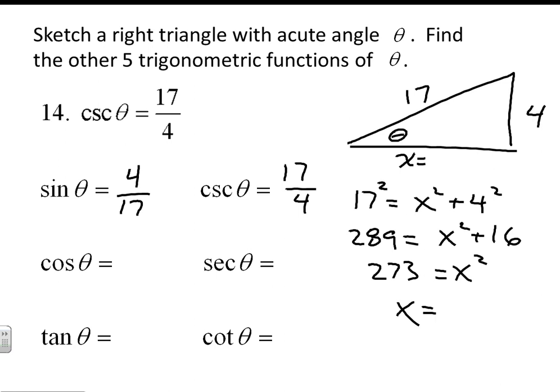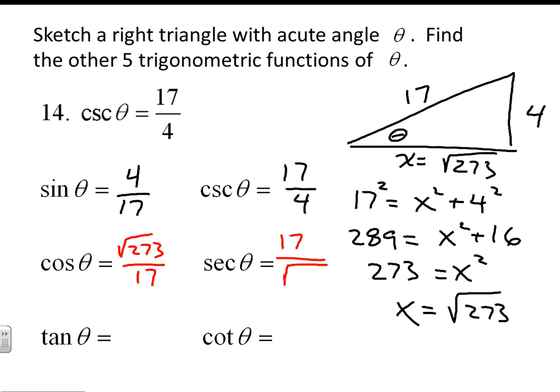X wants to be the positive version of this because it's a distance. Square root 273, I do not believe, breaks down for us. 9 doesn't divide it, 25 doesn't, 49 doesn't. Clearly even squares don't divide it. So that is x. So to get cosine, I want x on r, root 273 on 17. Root 273 on 17 means that secant is 17 on root 273. I personally am fine with that.